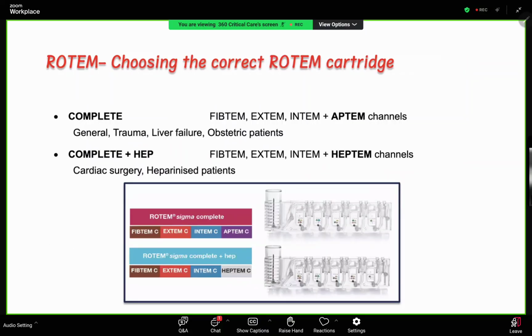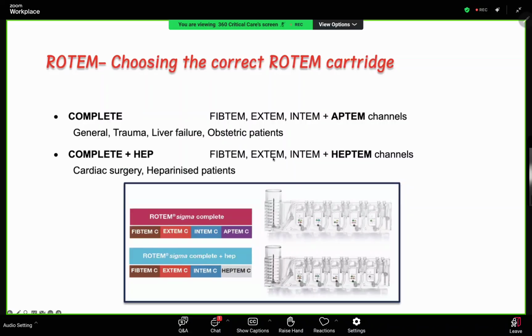Now there are two types of Rotem, where one checks with or without heparin. If you are working in a cardiothoracic unit, you may have a machine which uses a cartridge for heparin or has an additional channel of Heptem. It is called the complete plus hep channel. So this is a different channel. There are two different cartridges for two different results. The first one is the usual Fibtem, Extem, Intem, and Aptem. Instead of Aptem, in a patient who is heparinized, you may need this channel. So it is called the complete plus hep.